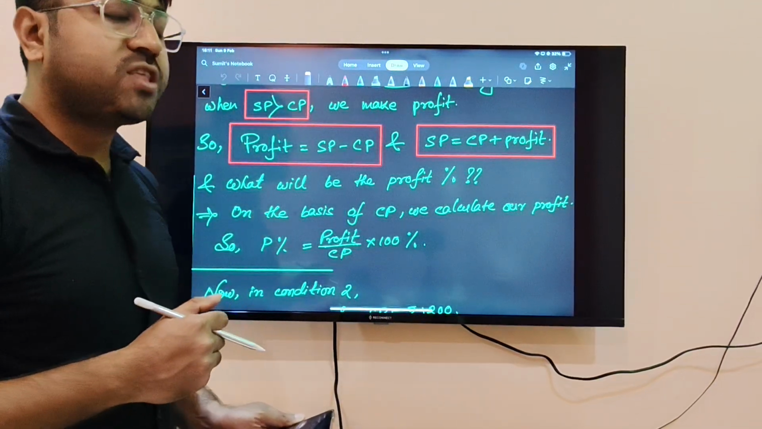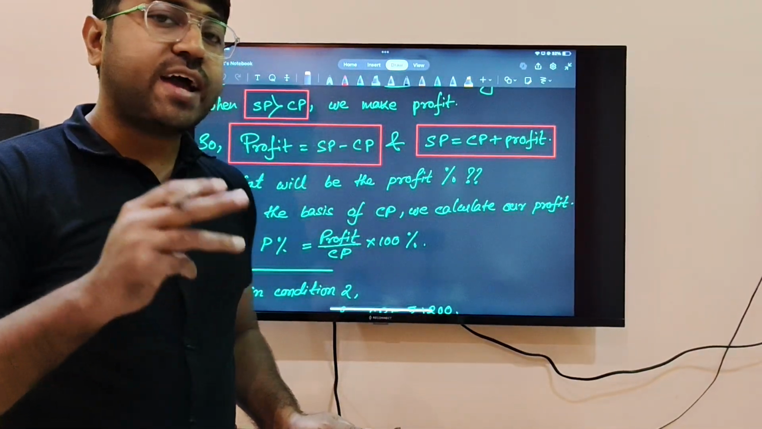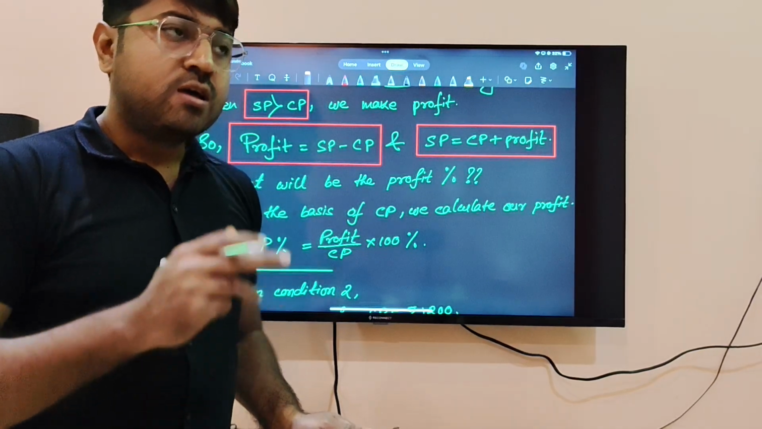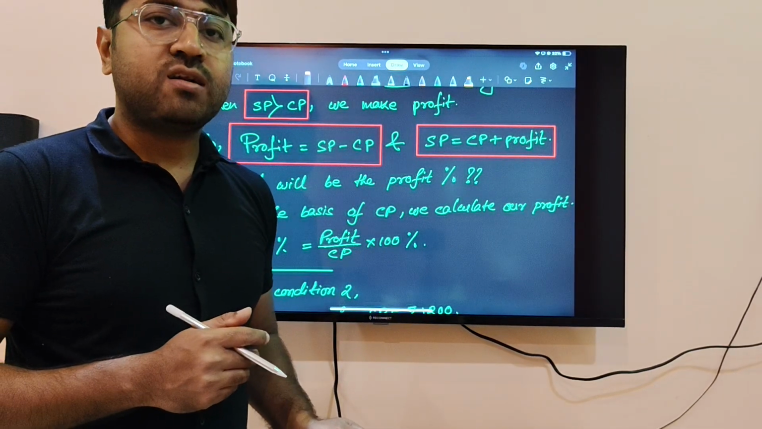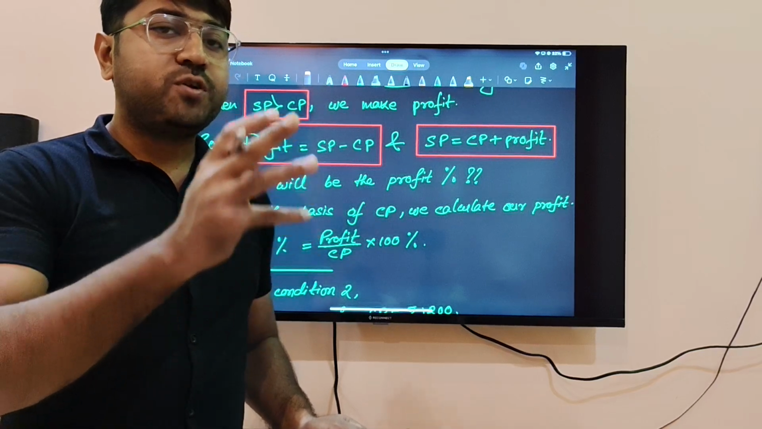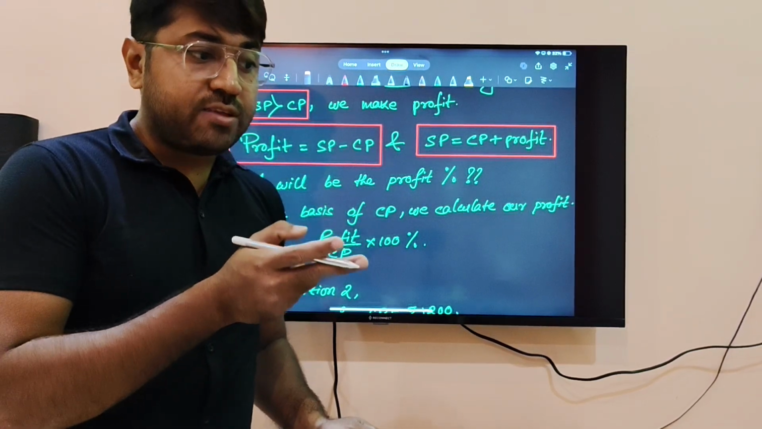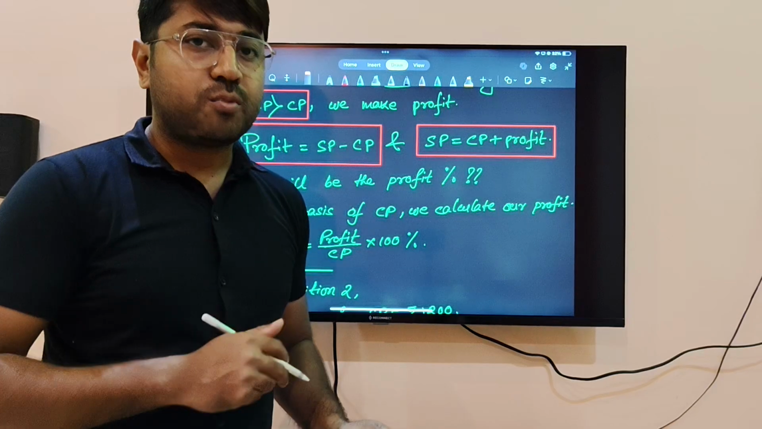Suppose you have purchased at rupees 1000, then you have decided that I need 300 rupees profit, right? Suppose you have purchased at rupees 100 and you have decided 50 rupees should be the profit. So based on the CP, you decide your profit.